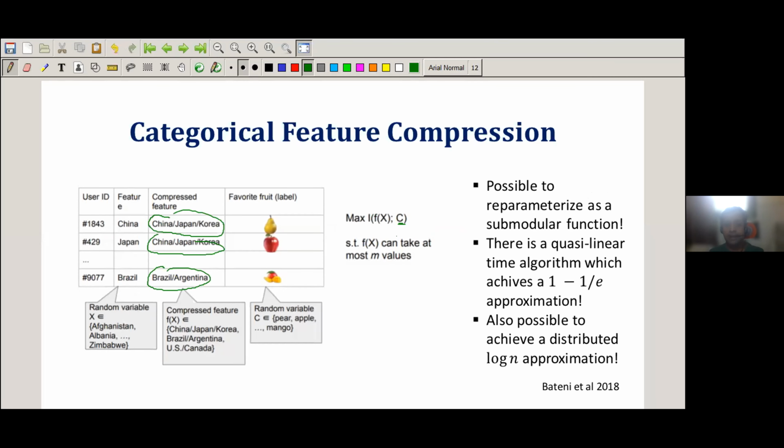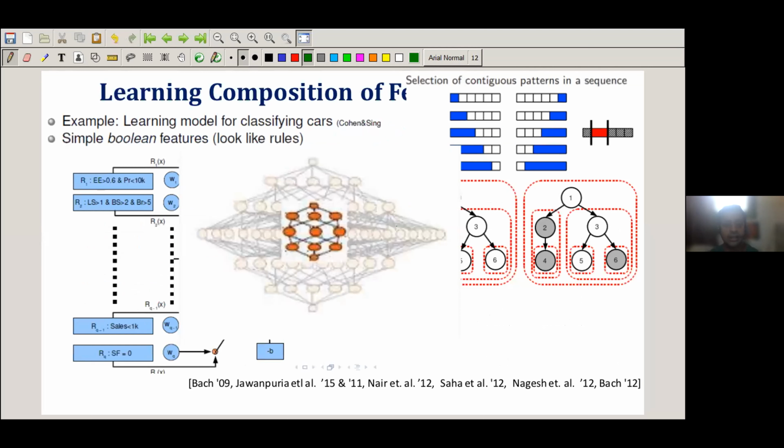So we've ourselves done a lot of work on learning composition of features. For example, if I'm trying to learn a model for classifying cars, I might be interested in conjunctions of features. As you can see, these are conjunctions, two features together. Now the problem is akin to learning a subset of a large lattice. What you see is a lattice of different feature compositions, and this is a subset of that large lattice.